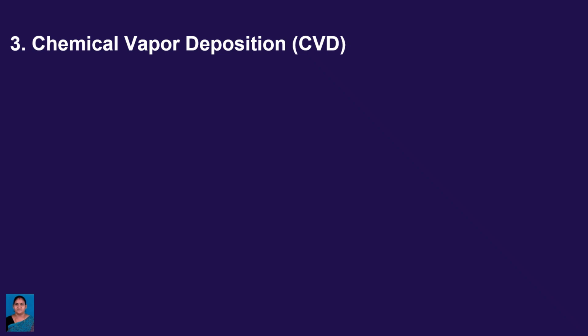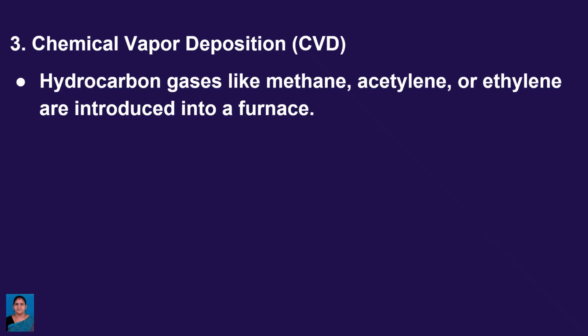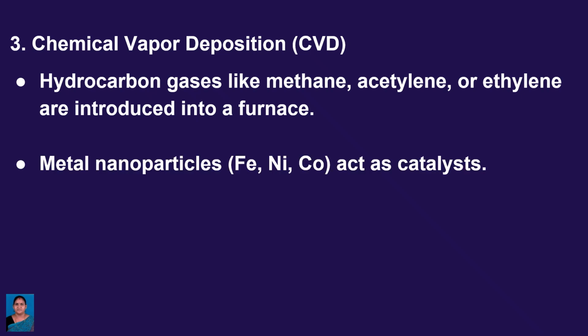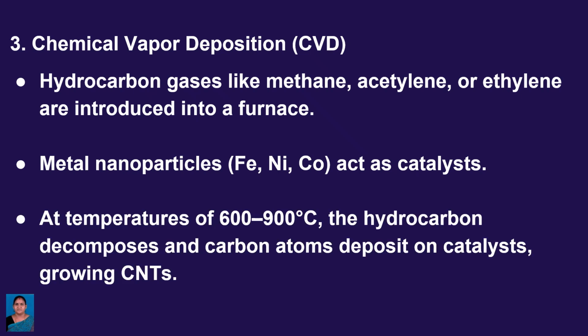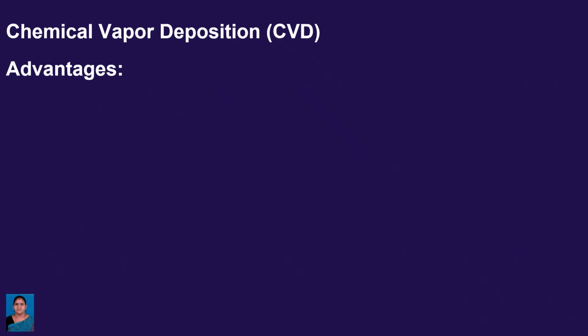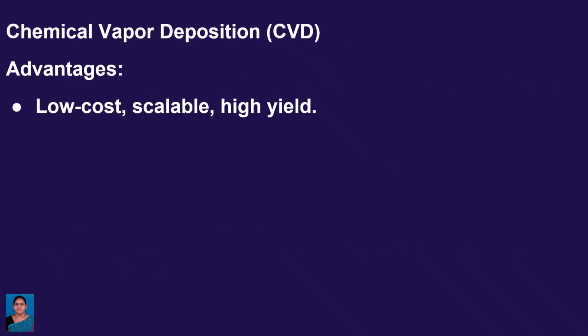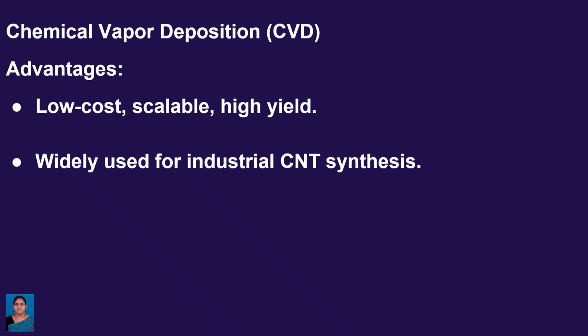Chemical vapor deposition. Hydrocarbon gases like methane, acetylene, or ethylene are introduced into a furnace. Metal nanoparticles act as catalysts at temperatures of 600 to 900 degrees Celsius. The hydrocarbon decomposes and carbon atoms deposit on catalysts, growing CNTs. Advantages: low cost, scalable, high yield, widely used for industrial CNT synthesis.